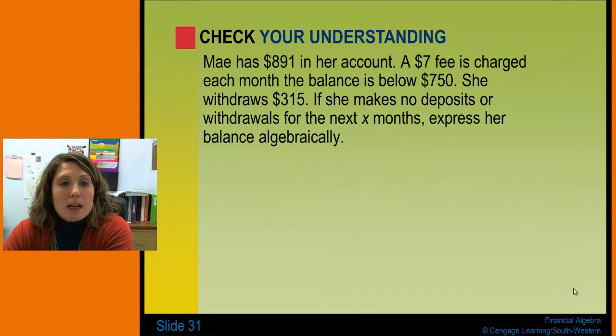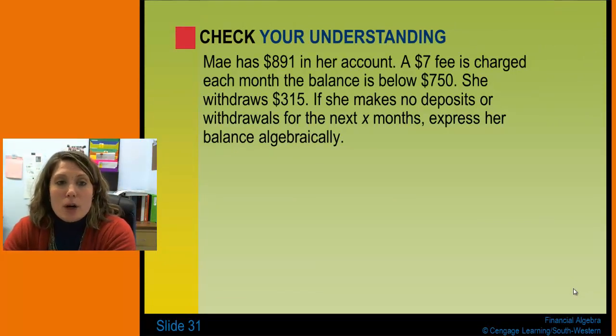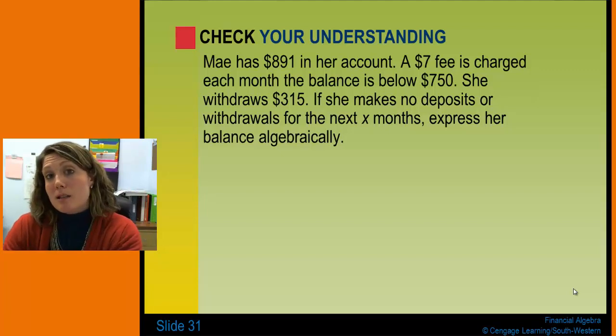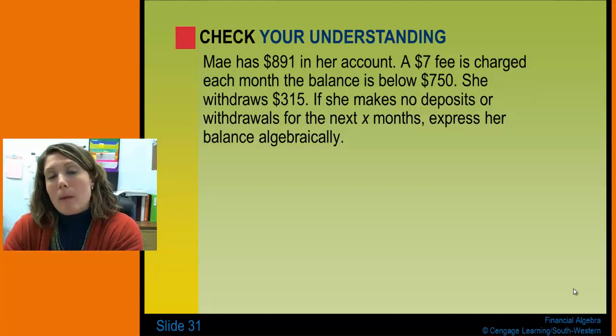Check your understanding. May has $891 in her account. A $7 fee is charged each month the balance is below $750. So again, same process as the other one. She withdraws $315. If she makes no deposits or withdrawals for the next x months, express her balance algebraically, which means we're not going to have a dollar amount here. We're going to have an expression with a variable in it.